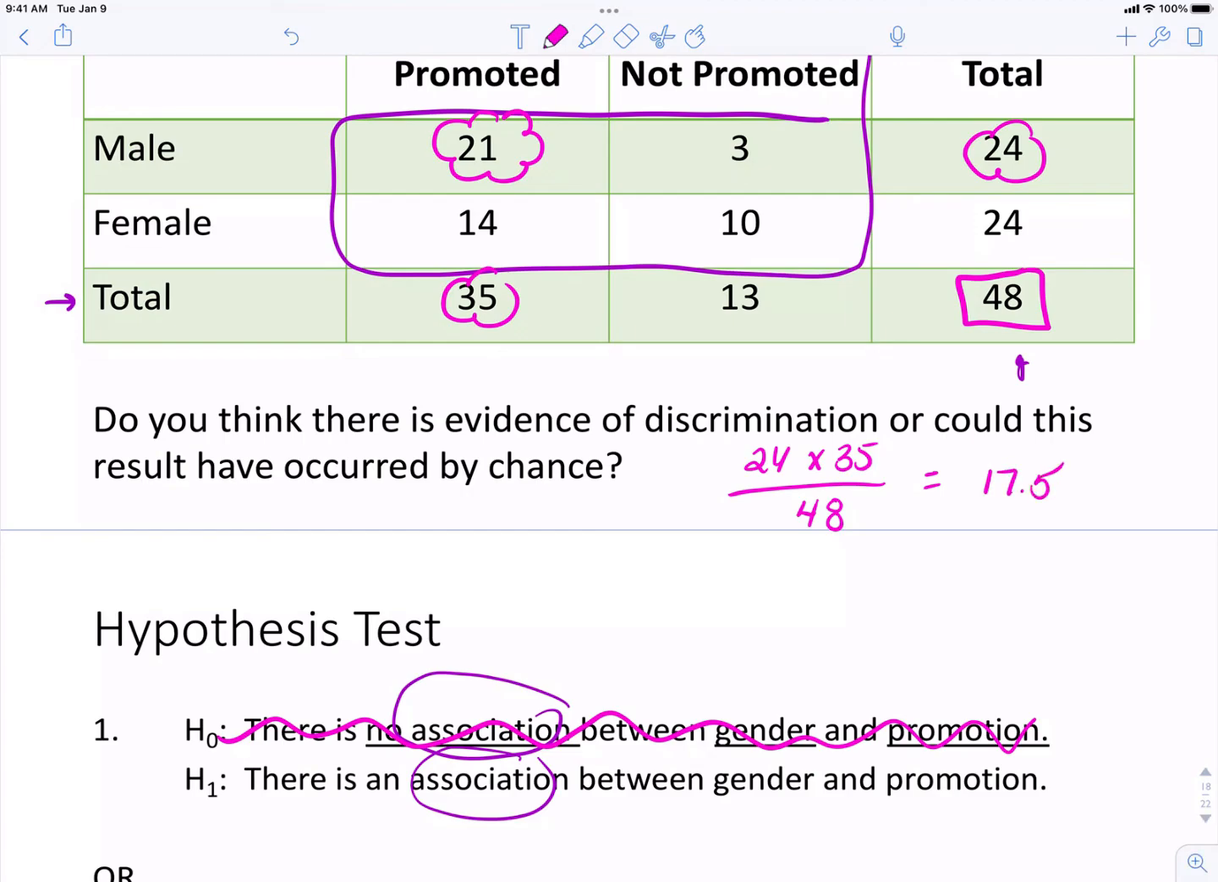And you would have to do this for each of the cells in your table to make sure that all of these expected counts were greater than 5. If the expected counts were not greater than 5, then you need to use another non-parametric method, which we're going to be covering in our last class where we cover new material in a few weeks. Okay, so that's the chi-squared test for independence.